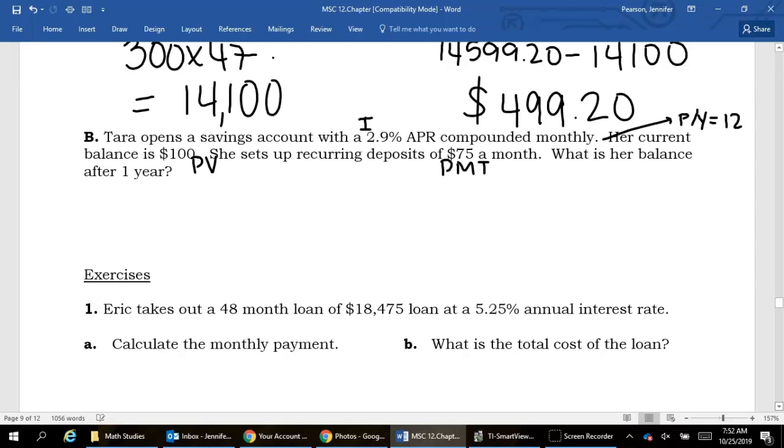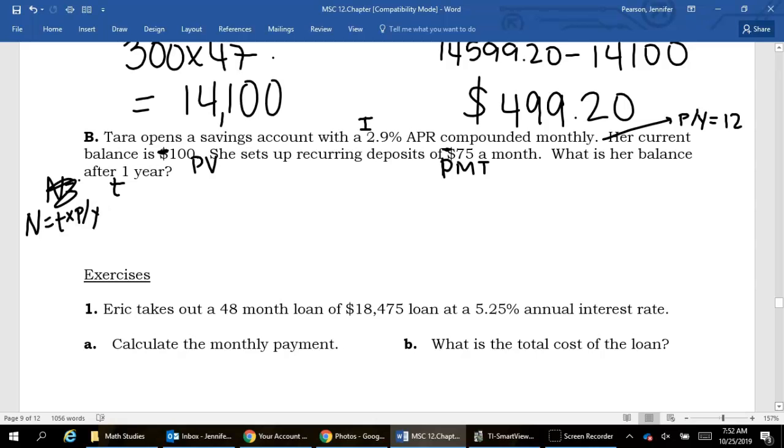An important thing to remember on this one is because this is a savings account, an investment, the payment will have to be a negative number when we input that. Just like the principal value. Principal value is always negative, but payment is negative if it is an investment, positive if it's a loan. And then the question is, what is her balance after 1 year? That's technically T, but also technically N, because N is always T times PY. N equals T times PY.